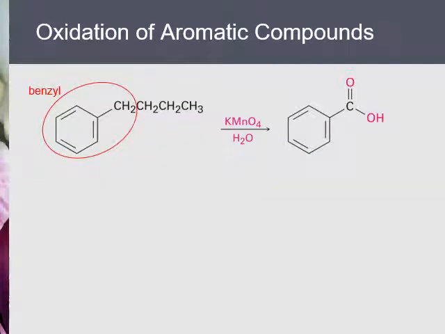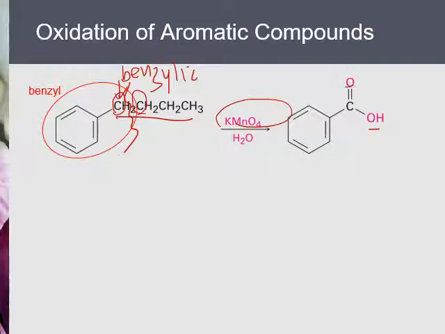When an alkyl group is attached to a benzene ring, the carbon directly attached to the benzene ring is called benzylic. Okay, benzylic carbon has a special reactivity. When potassium permanganate is added to the compound, the bond between this benzylic carbon and a neighboring carbon breaks, and 2 oxygens are added to form benzoic acid. This reaction is called an oxidation reaction because oxygen is added to the product.